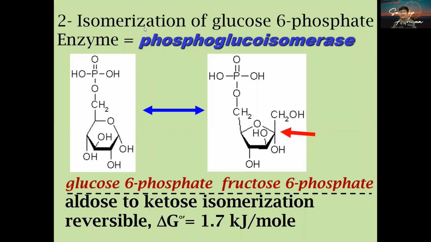The second step is the isomerization of glucose 6-phosphate into fructose 6-phosphate. We have the enzyme glucoisomerase, or phosphoglucoisomerase. Here, the basic change that takes place is that the aldose, or aldehydic group, will be converted into the ketonic group. So this is a kind of functional isomerism.